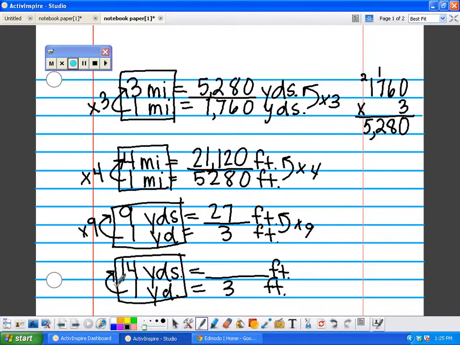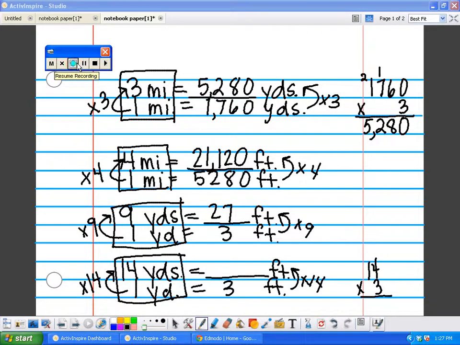1 times what? Times 14. So what do I need to do over here? Times 14. What is 14 times 3? I'm not real sure what that is, so write it over here on the side and see what you get. 14 times 3, you should have gotten 42 feet.